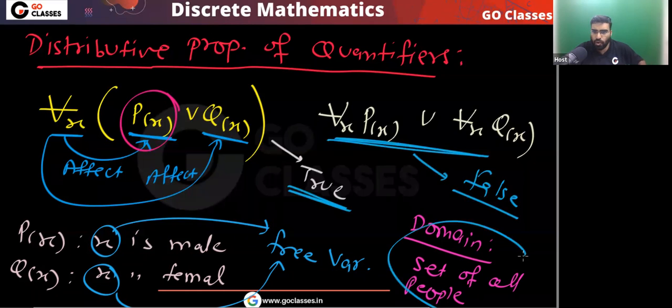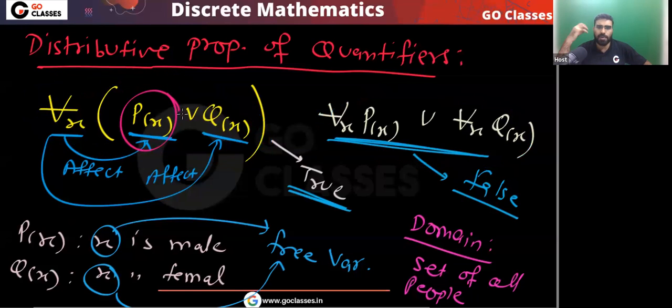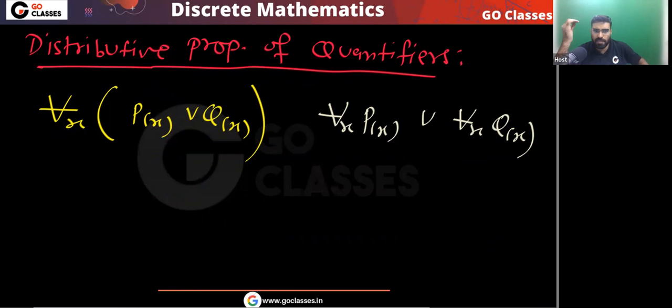If your domain is the set of all people, then you can notice this expression is true and this expression is false. This example tells you that this direction is invalid. Yes or no? So this example is telling you that this direction is invalid.